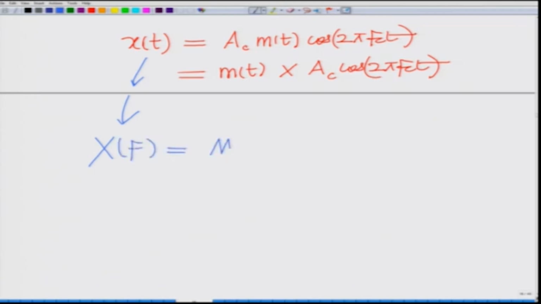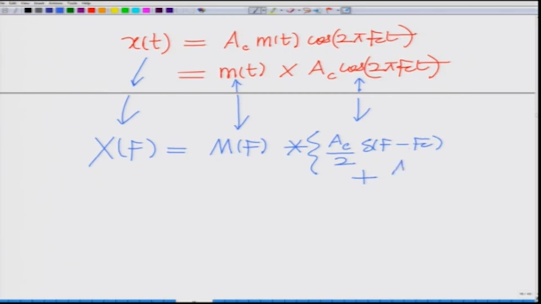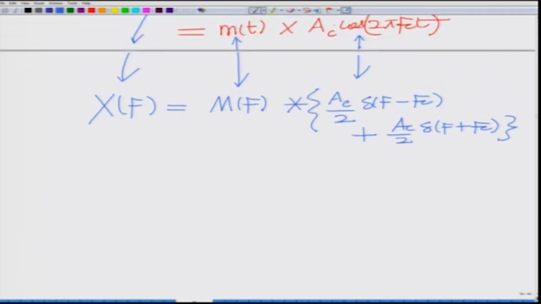X(f) is equal to M(f), the message spectrum, convolved with the spectrum of Ac cosine 2 pi fc t, which is Ac by 2 delta(f minus fc), that is an impulse scaled by Ac by 2 and shifted to fc in the frequency domain, plus Ac by 2 delta(f plus fc), that is an impulse shifted to minus fc and scaled by Ac by 2.